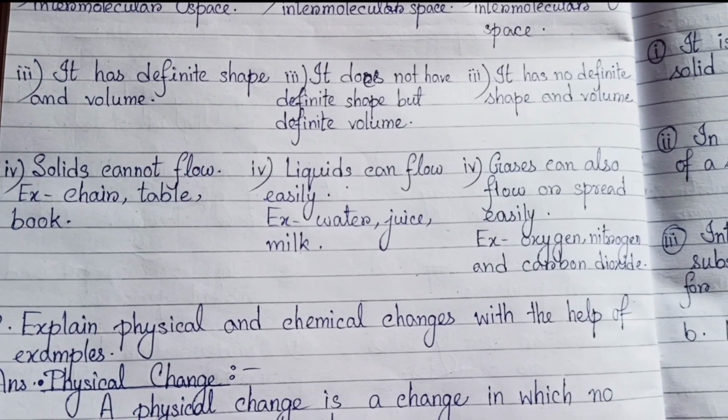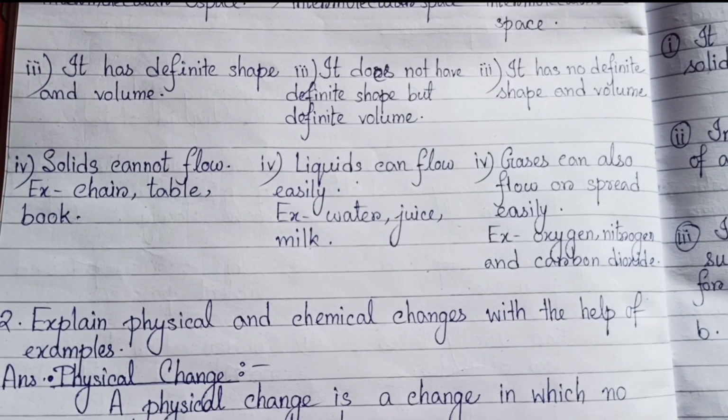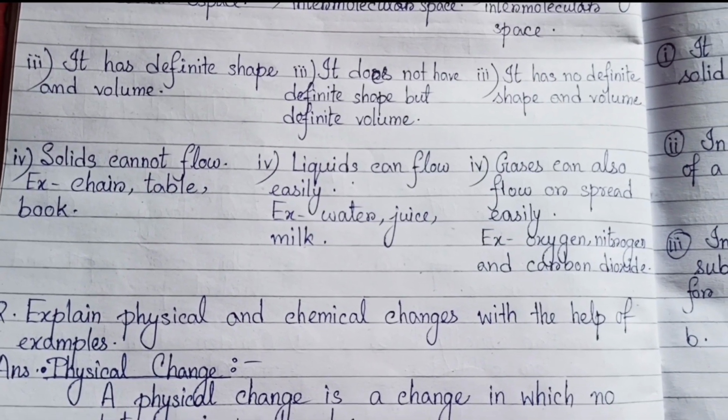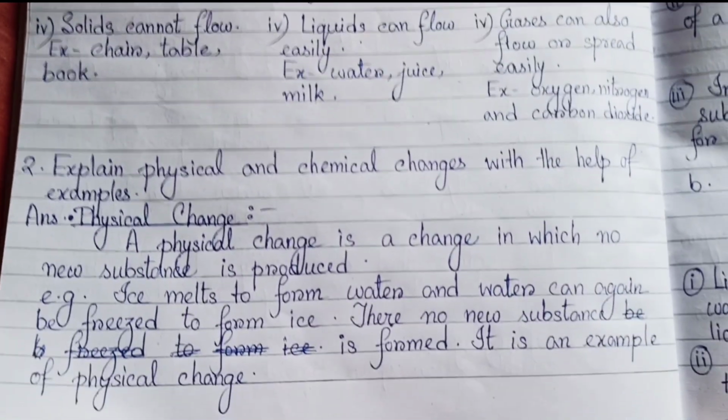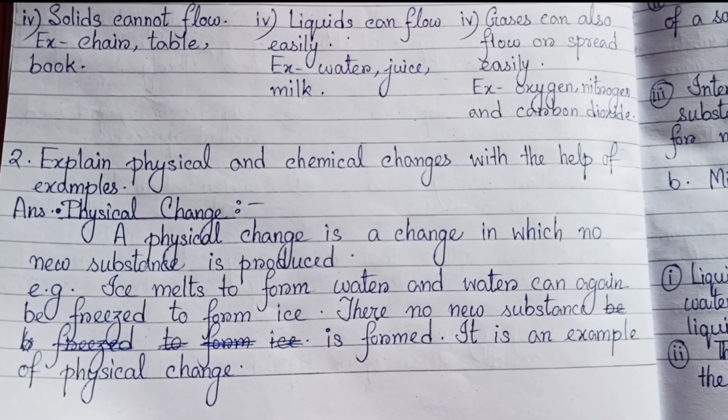Example: water, juice, milk. Number 4: gases can also flow or spread easily. Example: oxygen, nitrogen and carbon dioxide. Number 2: explain physical and chemical changes with the help of examples.